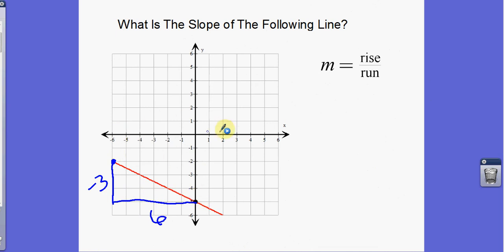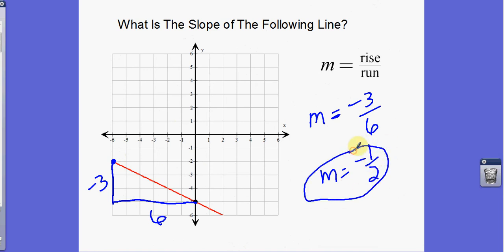direction. If you look at the number line up here, as we go this way to the right, it's positive numbers. So our slope is -3 over 6, and that's going to reduce again to -1/2. So no matter what way you do this, you're going to get -1/2 for the slope.